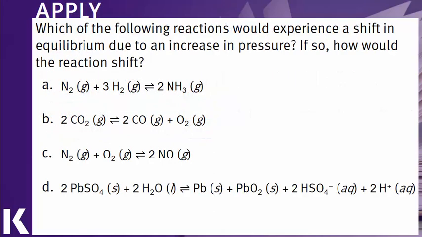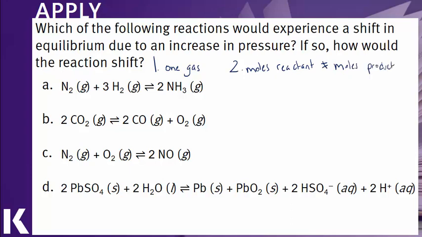This question contains 2 parts. 1, which reactions will be affected by an increase in pressure? And 2, which way would the equilibrium shift if it is affected by pressure? To answer the first part, remember there are 2 criteria that must be met for a change in pressure to affect equilibrium. 1, the reaction must have at least one gaseous reactant or product. And 2, the sum of the stoichiometric coefficients for gaseous reactants and products must be different.